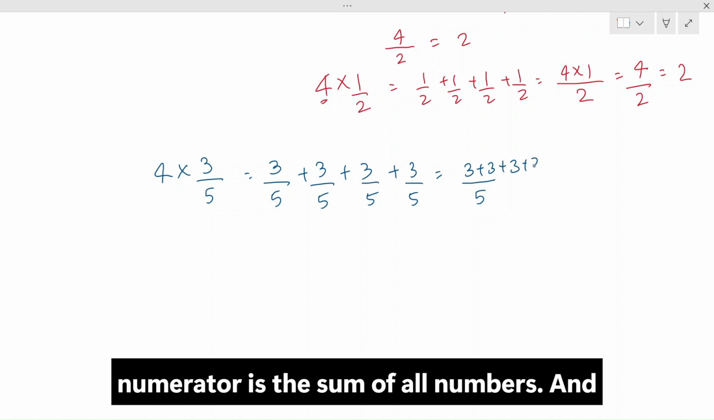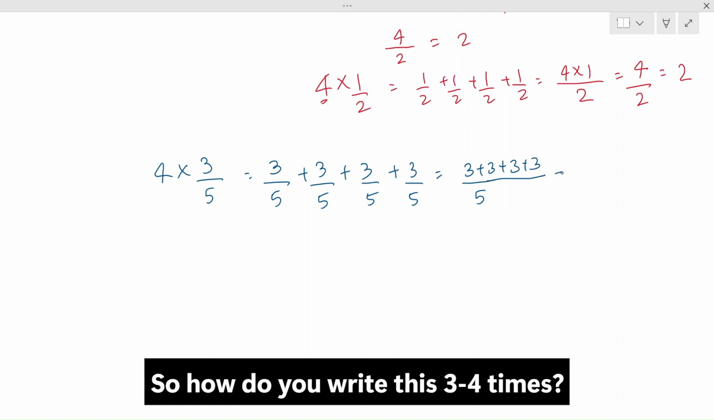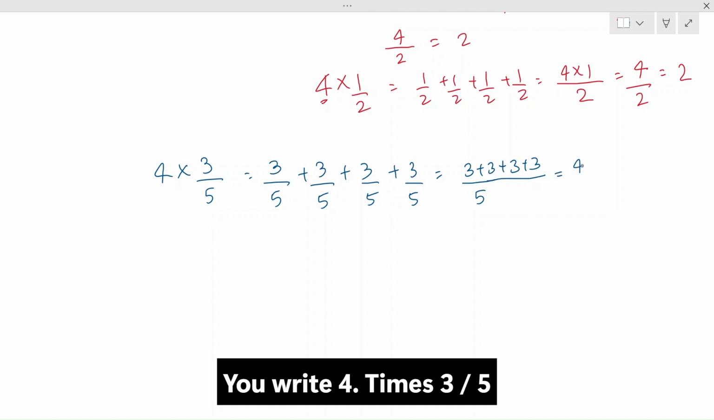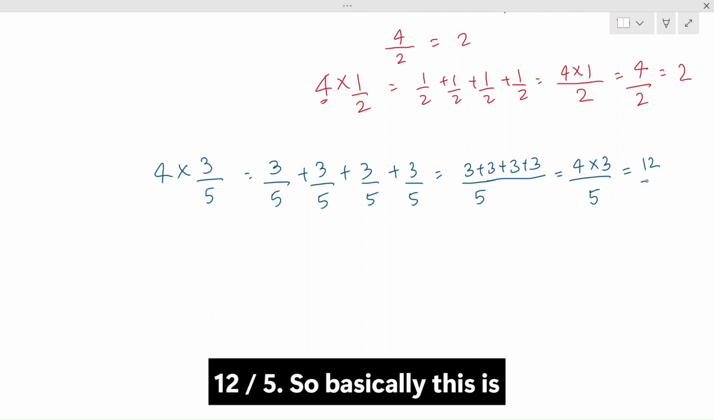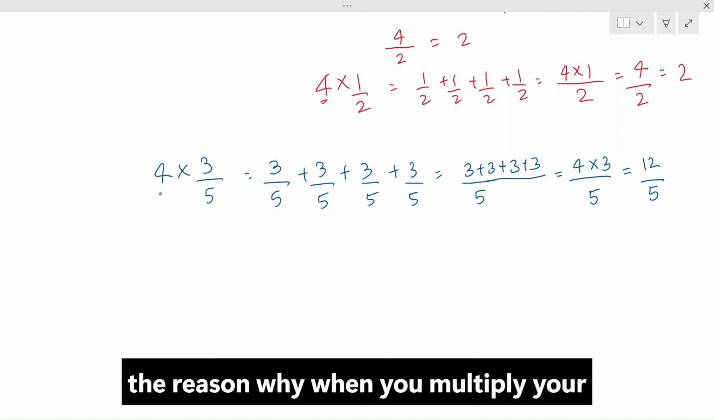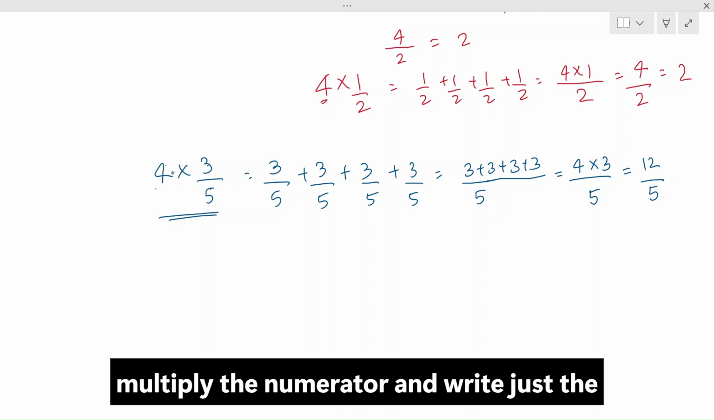And in this case, you are adding 3, 4 times. So how do you write this 3, 4 times? You write 4 times 3 divided by 5, and that is 4 times 3 is 12 divided by 5. So basically, this is the reason why when you multiply a whole number with a fraction, you just multiply the numerator and write just the denominator.